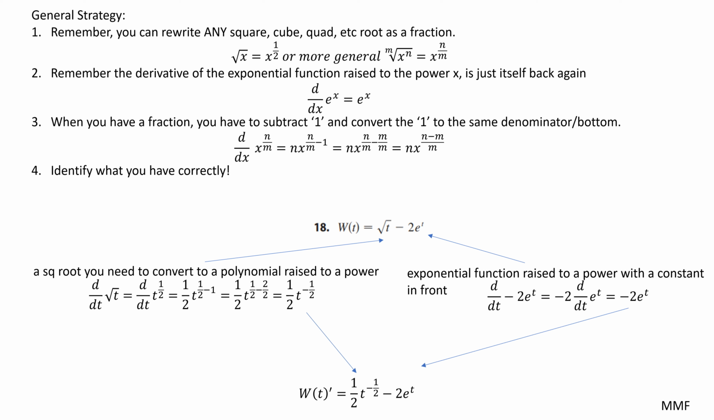In this case, before we subtract 1 from the power, it's necessary to convert it to a fraction. So negative 1 is the same as negative 2 over 2. So we have 1/2 minus 2/2, which gives you t to the power of negative 1/2. And of course, we still have that 1/2 in the front. We throw everything together at the bottom, and you have the derivative of capital W with respect to t.